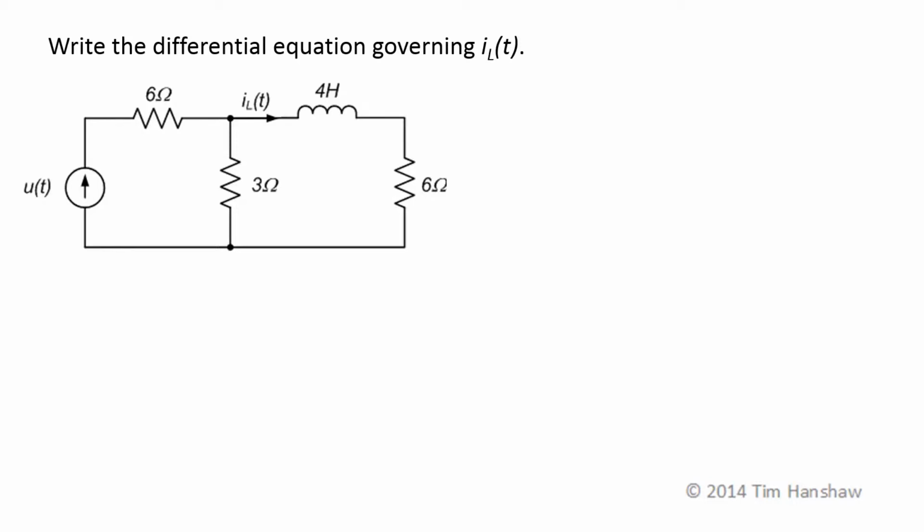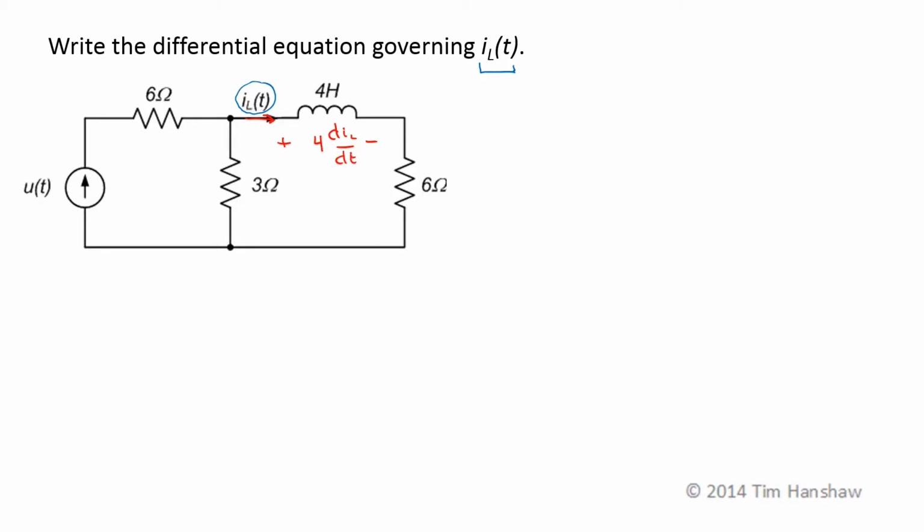For this circuit, we need to write the differential equation governing I sub L of t, the current through the inductor. Since we need a differential equation, we want the voltage-current relationships for the inductor. If this is the current I sub L with this sign convention, the voltage across this inductor will have this polarity. Positive current is entering the assumed positive voltage terminal, and the voltage will be L, or this inductance, 4 henries times the derivative of I sub L with respect to time.